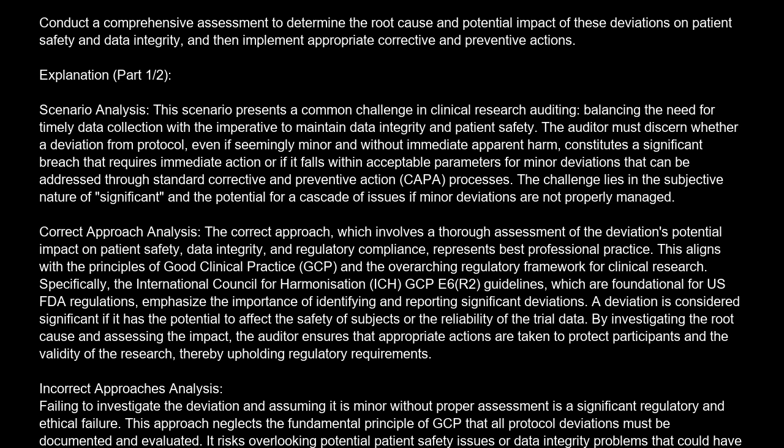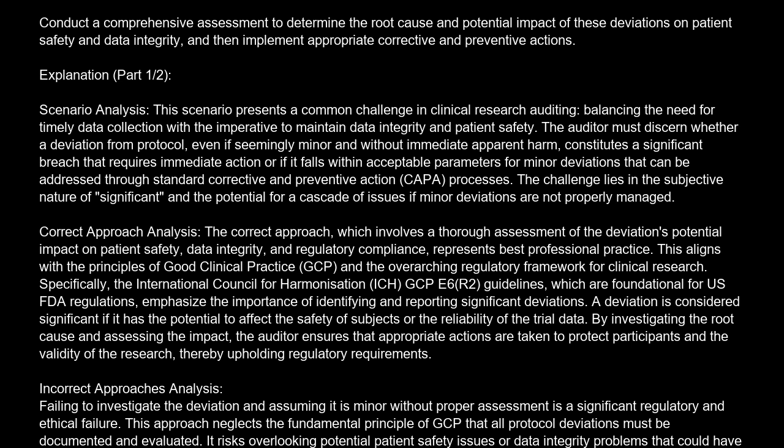The correct approach, which involves a thorough assessment of the deviation's potential impact on patient safety, data integrity, and regulatory compliance, represents best professional practice. This aligns with the principles of good clinical practice, GCP, and the overarching regulatory framework for clinical research. Specifically, the International Council for Harmonization ICH GCP E6, R2 guidelines, which are foundational for U.S. FDA regulations, emphasize the importance of identifying and reporting significant deviations.